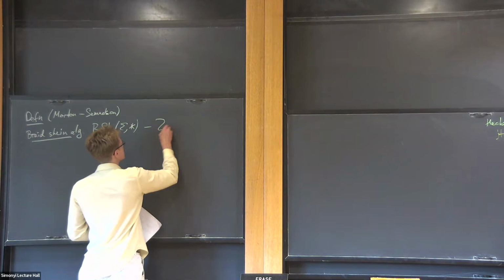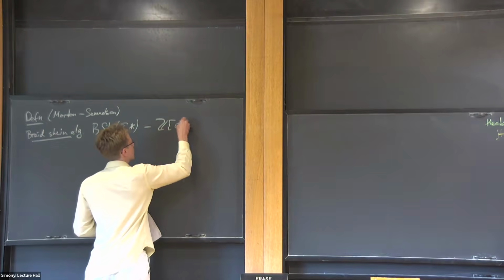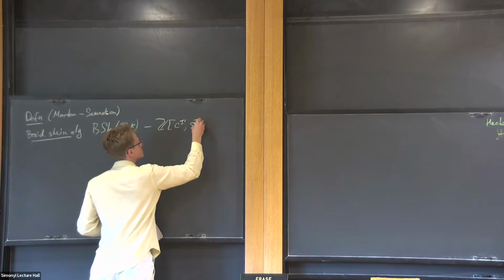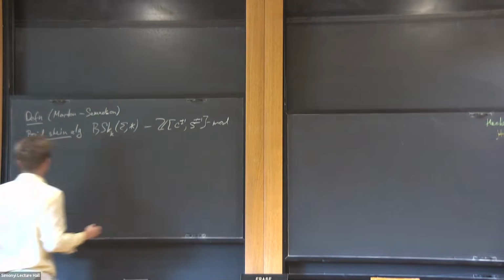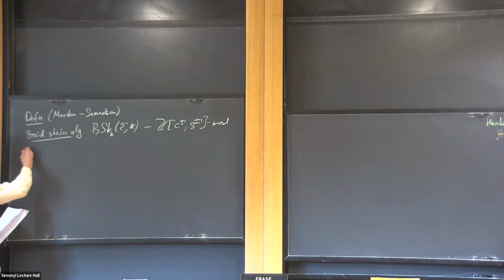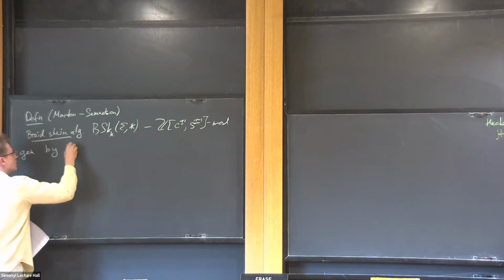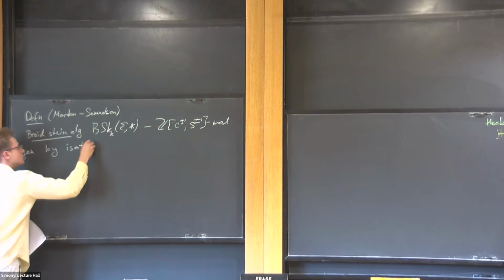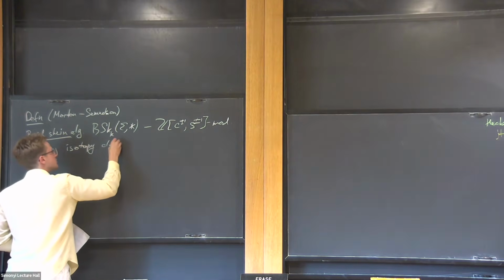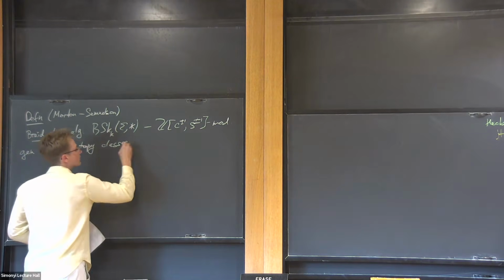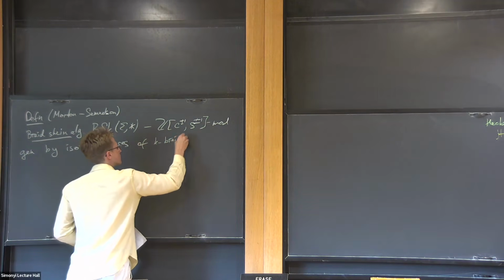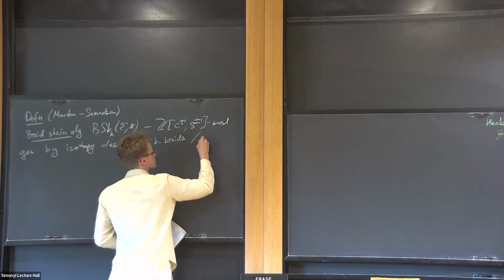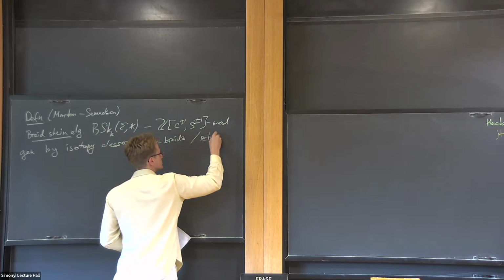So this is a module over the ring of Laurent polynomials in two variables, generated by isotopy classes of braids, subject to the following relations.